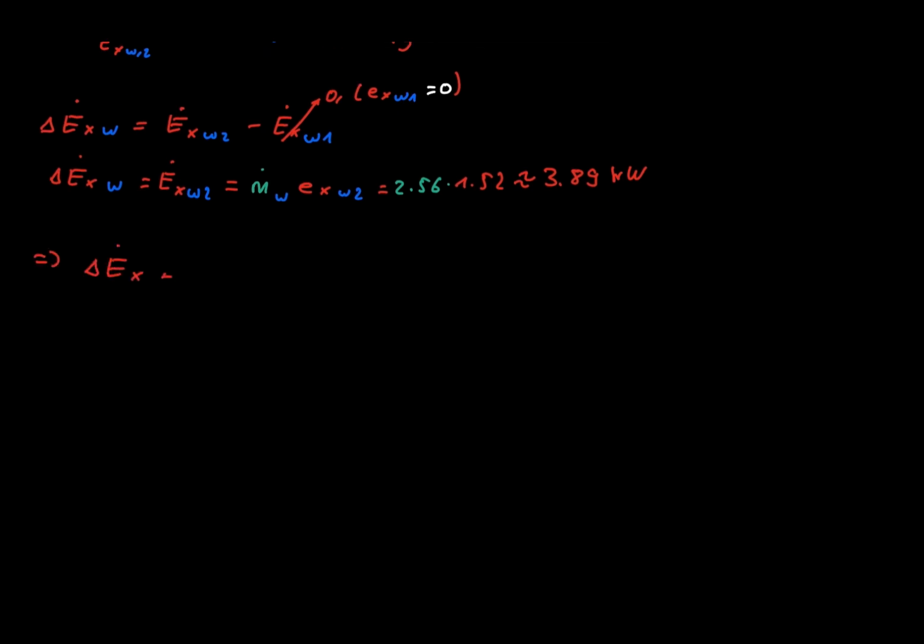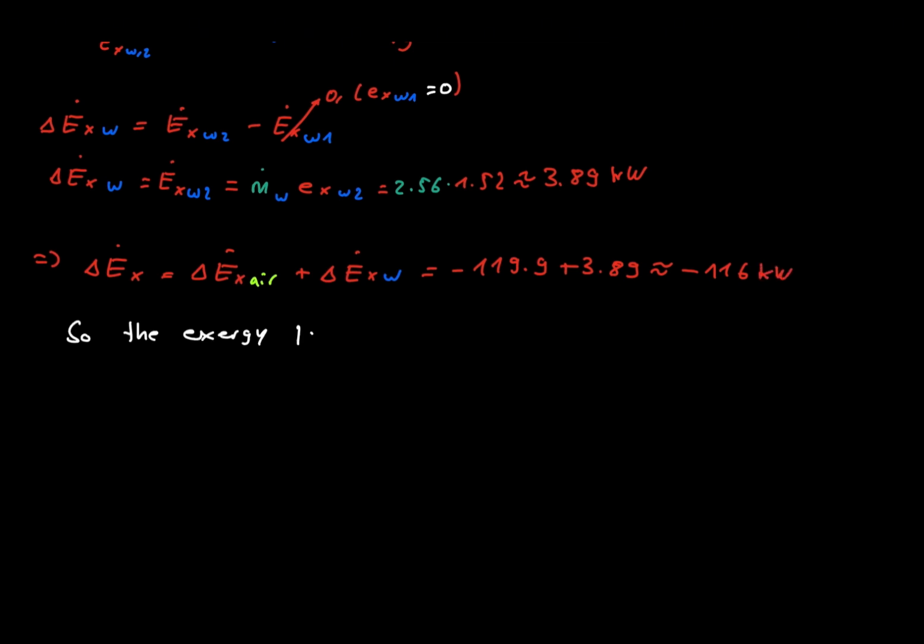Now we combine both streams. The air loses about 119.9 kilowatts of exergy. The water gains only about 3.89 kilowatts. So the total exergy change is negative. The missing amount is the exergy destroyed inside the heat exchanger. The exergy loss is about 116 kilowatts.